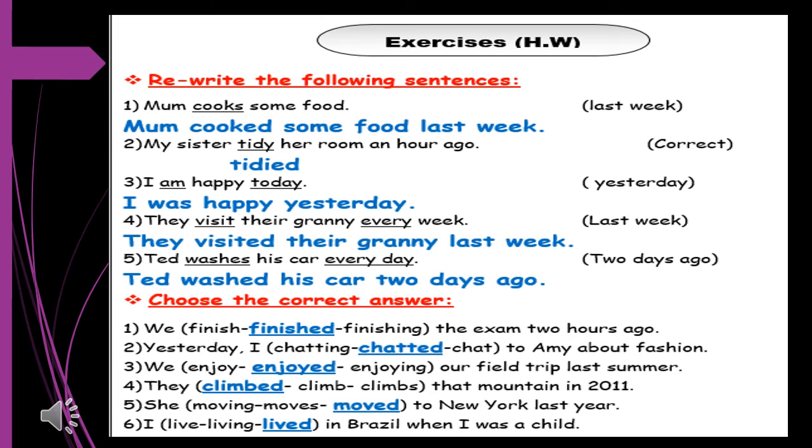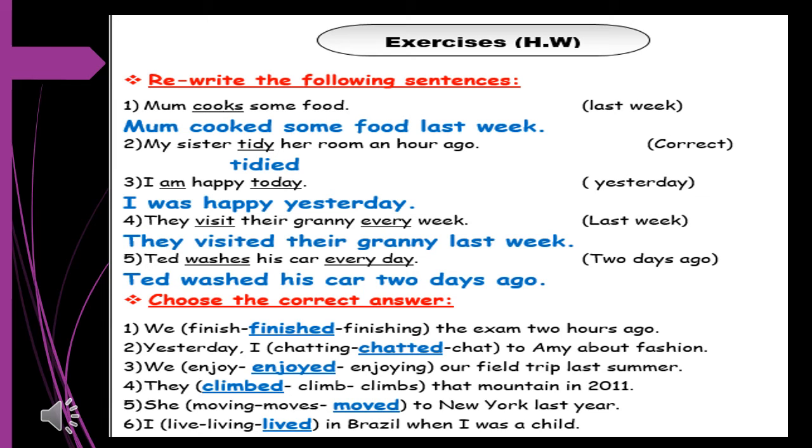Rewrite the following sentences. Number one, Mom cooks some food last week. Here, when you see that he wants last, yesterday, or ago, so change it into the past. Here, Mom cooked some food last week. Number two, my sister tidy her room an hour ago. So correct the mistake, tidy or tidied. It should be tidied because of ago.